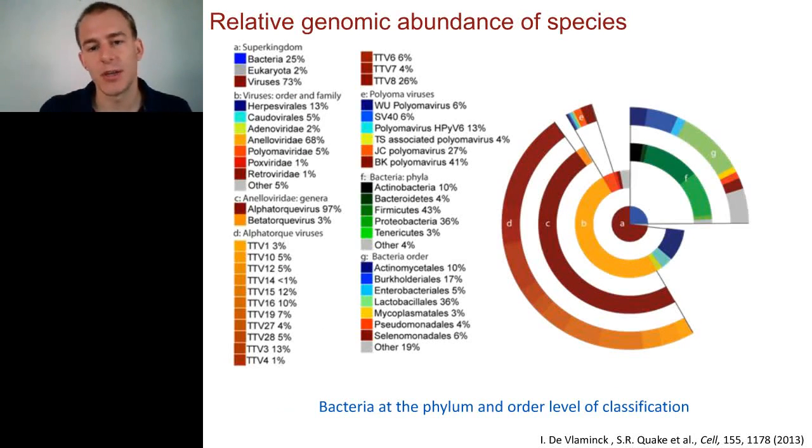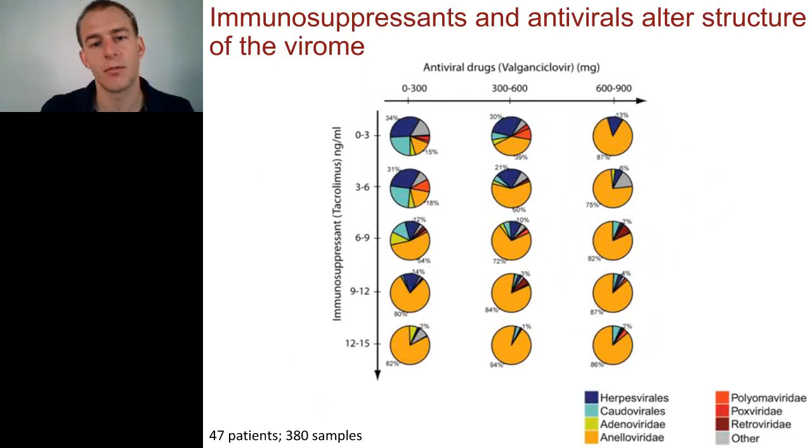And you can do something very similar for bacteria. Look at different levels of classification. You can look at the different bacterial phyla and bacterial orders that are represented in the data sets.